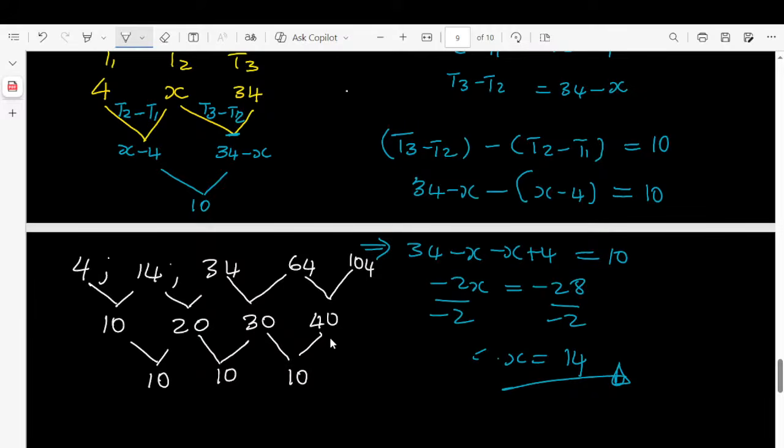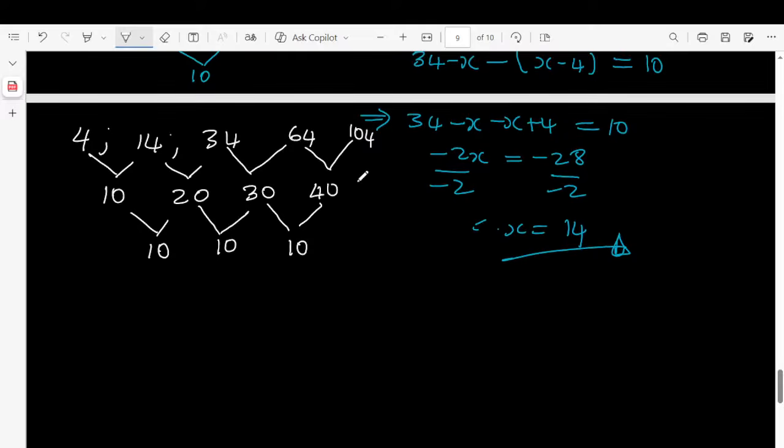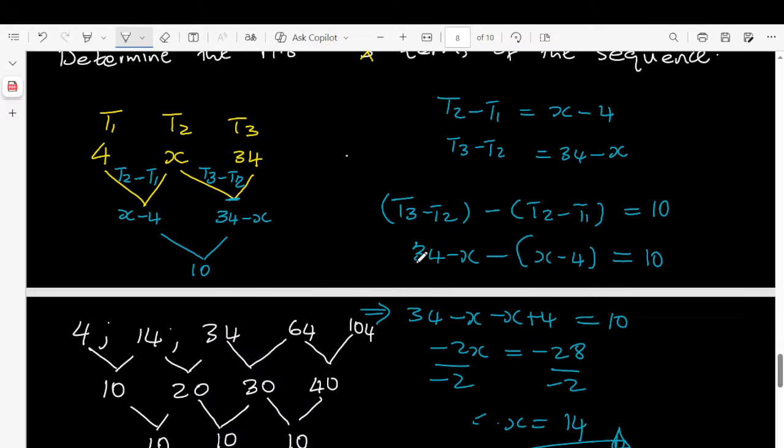That's how we find the next terms. So you can do that to find the next terms. Then you're going to say, therefore, the sequence is 4, 14, 34, 64, 104, and so on. So the most important thing about this is for you to make sure that you analyze the question and understand whatever is going on in the question.